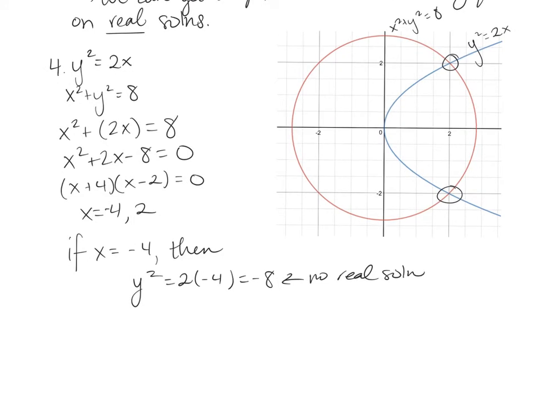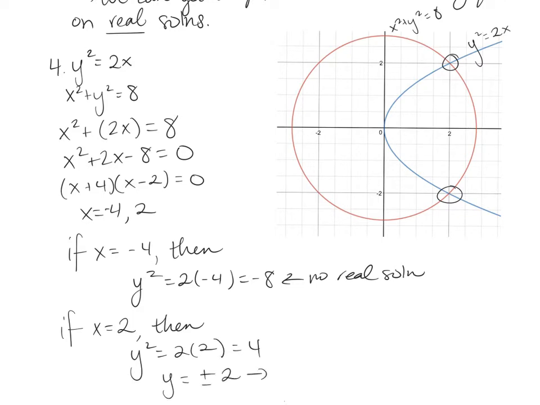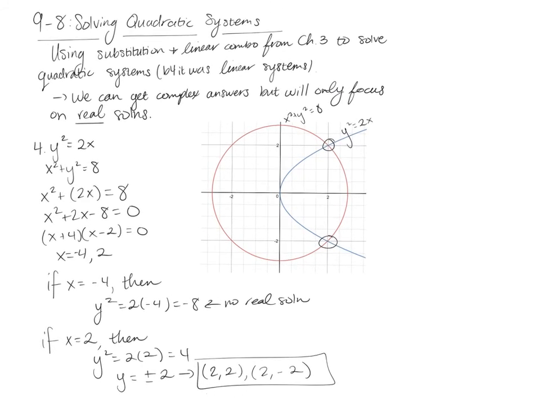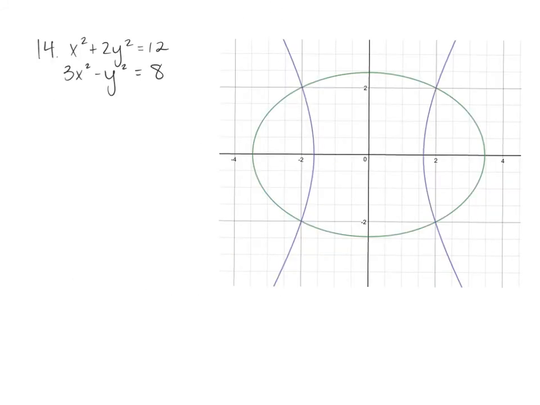Then we look at our second possibility, which is x equals 2. Then y squared is equal to 2 times 2, which is 4. When we solve for y by taking the square root of both sides, y is equal to plus or minus 2. So our possible answers are (2, 2) and (2, negative 2). And that's our answer. Let's look at a different one now.